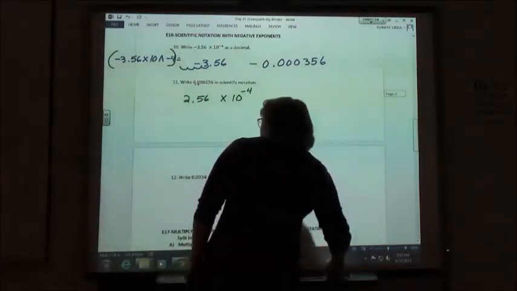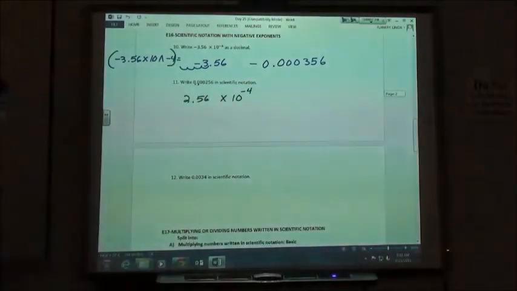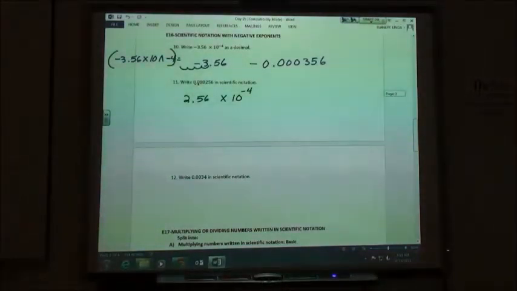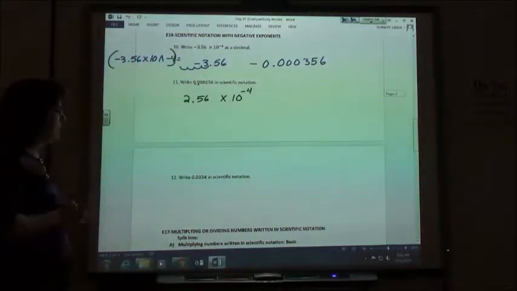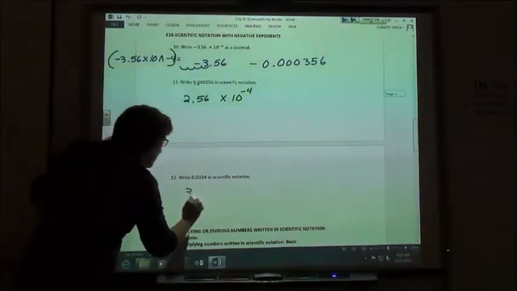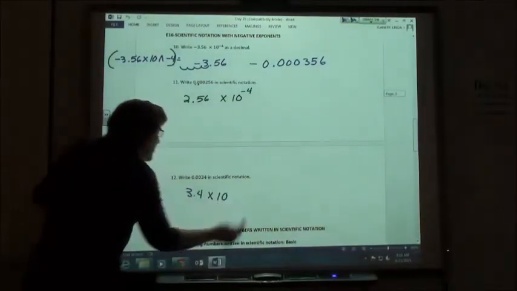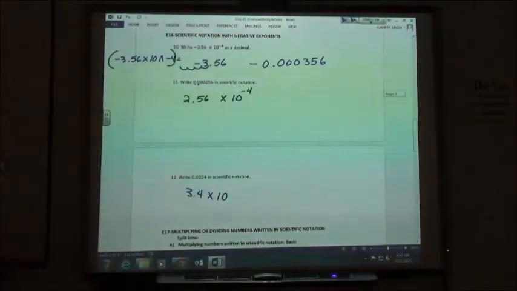So number 12 on the top of the next page, we have 0.0034. We want to put that in scientific notation. We would have what? 3.4? 3.4 times 10 to the negative 3. Yep.